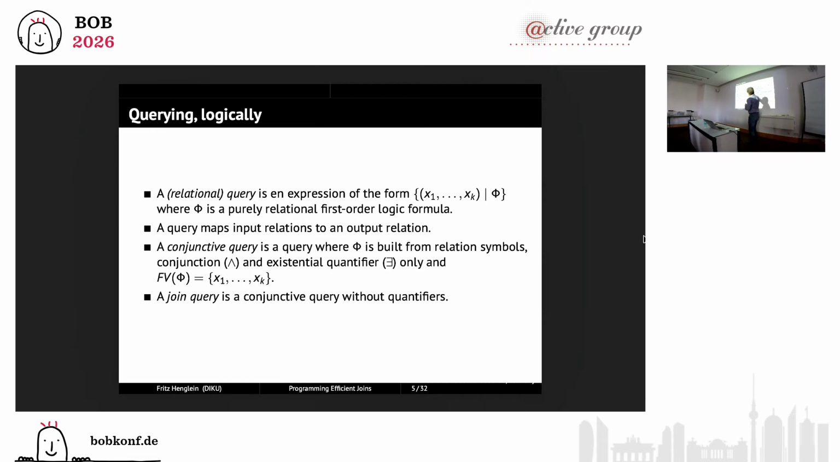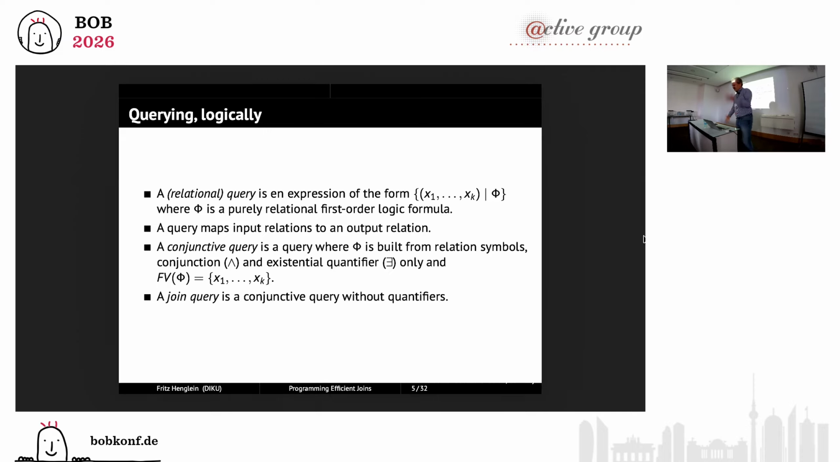So what is a conjunctive query? Well, that's a special kind of formula. So we're restricting ourselves to a certain formula, okay? And that is a formula where the phi is built from only the relation symbols. That's always, we have that. That's the input. And only conjunction. And we can also use an existential quantifier. And the free variables of this formula have to be exactly the ones I'm mentioning here, okay?